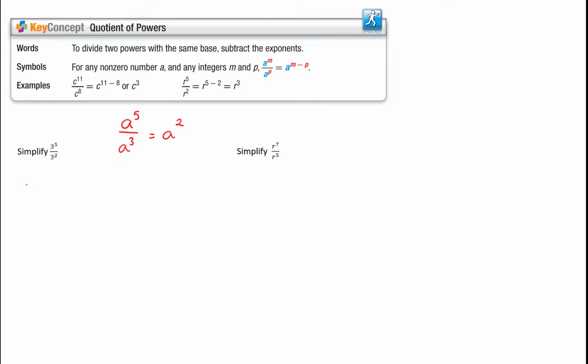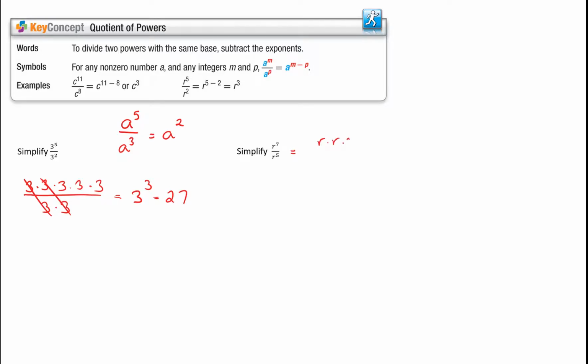Another way to look at this, if we really break it apart, 3 to the fifth is 3 times 3 times 3 times 3 times 3. 3 to the fifth means multiply 3 by itself 5 times. And 3 squared is this. And then on top and bottom, we can cancel out. And I'm left with 3 3's on the top, which is 3 to the third. Okay, so 3 to the third, which if we want to simplify that would be 3 times 3 is 9 times 3 is 27.